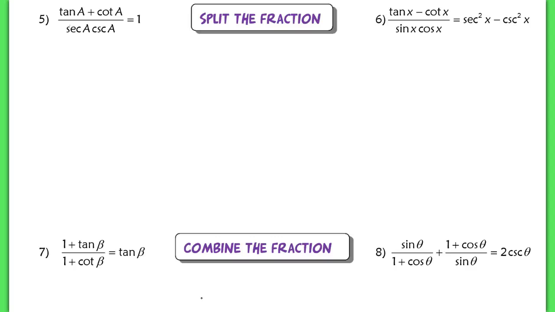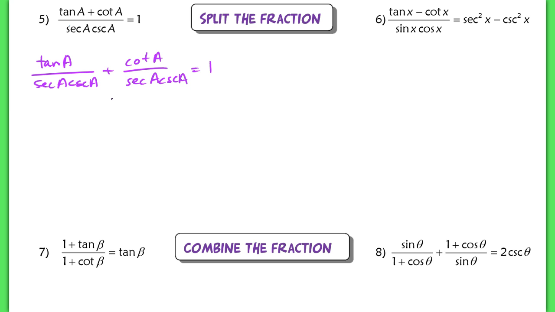So let's split up our fraction. Because our denominator here is secant A times the cosecant of A, and in my numerator I have a sum, I'm going to split that into the tangent of A over secant of A times cosecant of A, plus the cotangent of A over secant of A times the cosecant of A. Again, I'm just splitting this fraction up into two different parts.